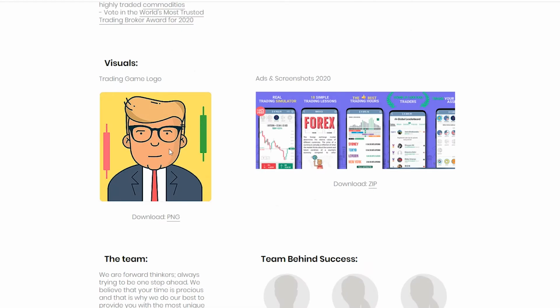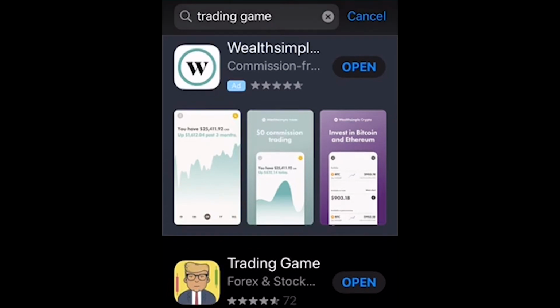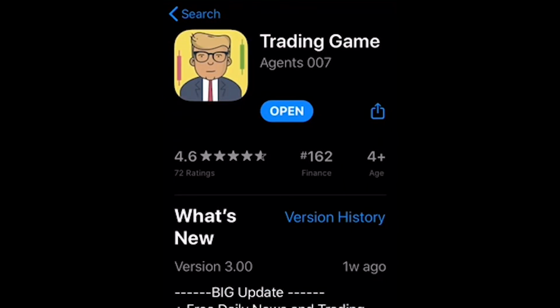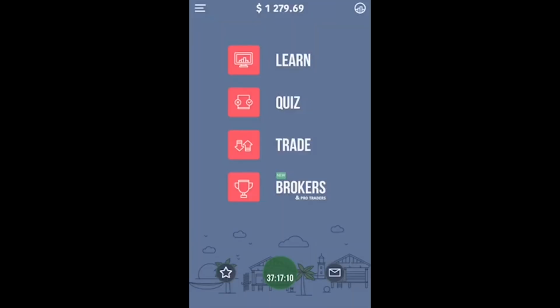And we also see this is the application cover, or this is the app that you're going to be looking for. This is what it looks like right here. To find it, it's as easy as typing in trading game on the App Store and then finding the logo, and then there you have it. This is the main homepage of the application.